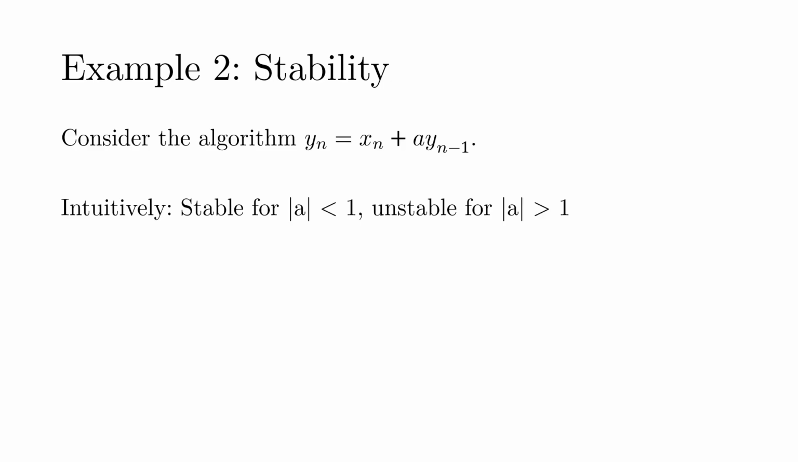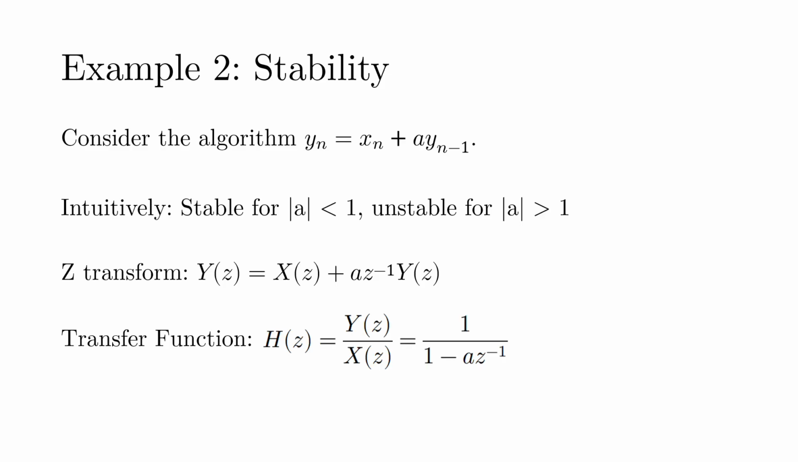I guess this is intuitively clear, and let's now try to get the same result by using the transfer function. Therefore, again, let's apply the Z transform on both sides. So y[n] becomes Y(z), x[n] becomes X(z), y[n-1] is z^-1 Y(z), and so on and so forth. Rearranging again gives us a transfer function, which in this case is 1 over 1 - a·z^-1.